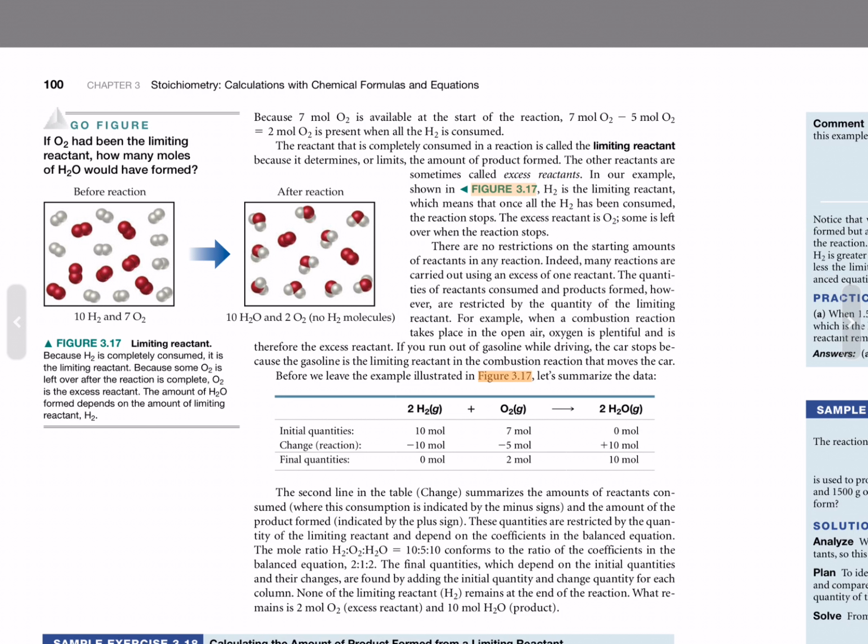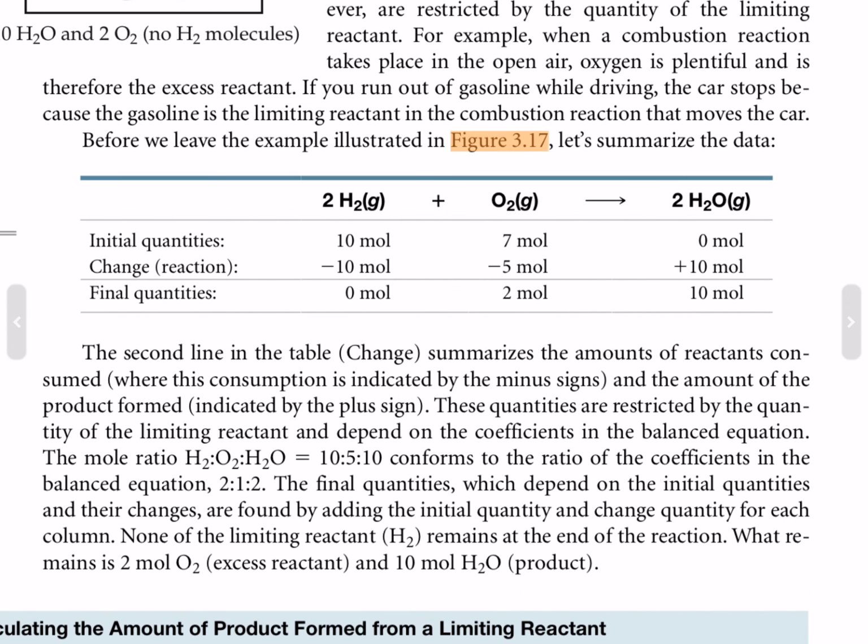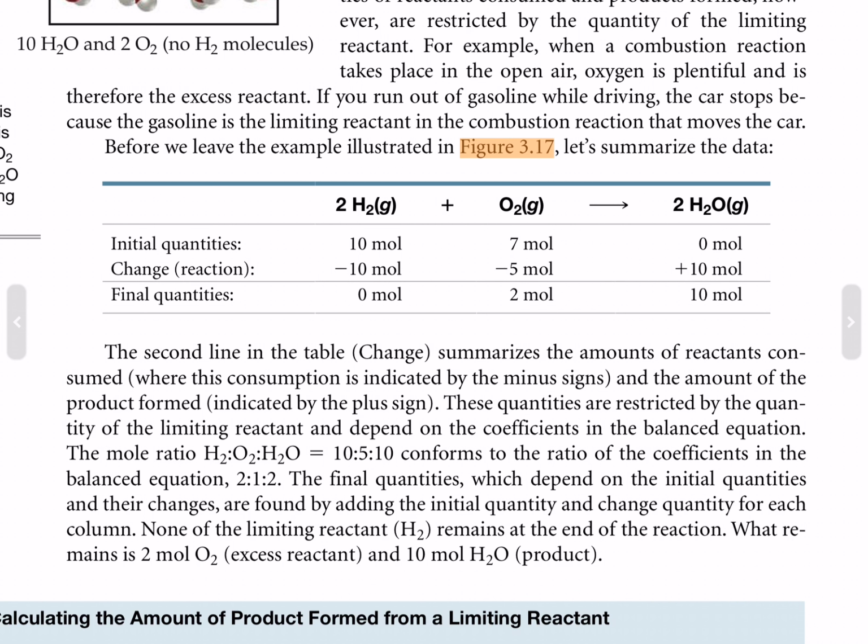Figure 3.17, limiting reactant. Because hydrogen is completely consumed, it's the limiting reactant. Because some oxygen is left over when the reaction is complete, oxygen is the excess reactant. The amount of water formed depends on the amount of limiting reactant, hydrogen in this case. The second line of the table summarizes the amounts of reactants consumed, indicated by the minus sign, and the amount of products formed, indicated by the plus sign. These quantities are restricted by the quantities of the limiting reactant and depend on the coefficients in the balanced equation.